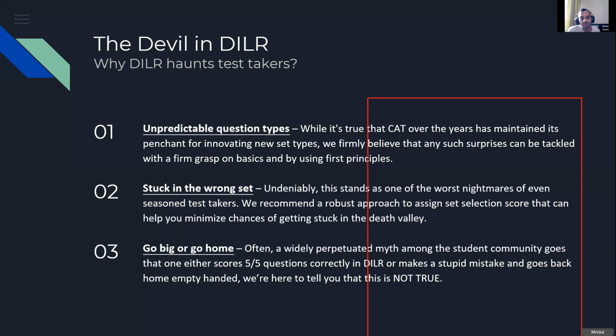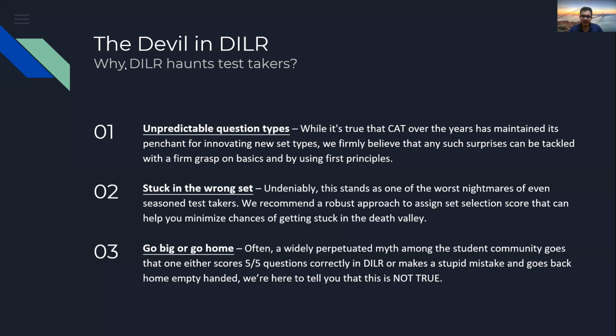And in the third one, go big or go home. Yes, this is a myth that you have to solve all five questions, because sometimes you can solve only two or three questions that are very easy, and the other remaining one or two questions might have you take additional information into consideration. So you don't need to do those two or three questions. You can move on to a simpler set.